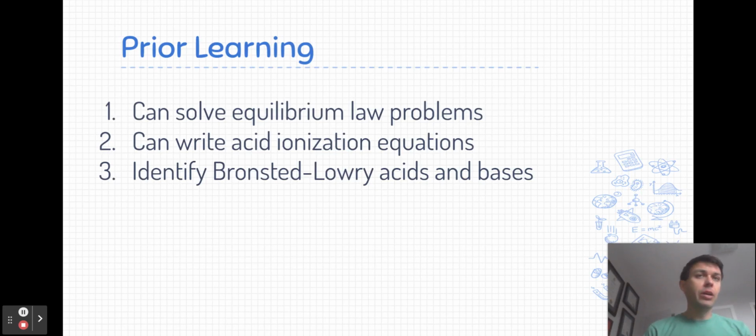So first of all, you should have already been introduced to the equilibrium law and to be able to solve simple equilibrium problems using the equilibrium law expression. Second, you should be able to write out acid ionization equations and identify the Bronsted-Lowry acids and bases in a chemical reaction. So let's look at the problem.